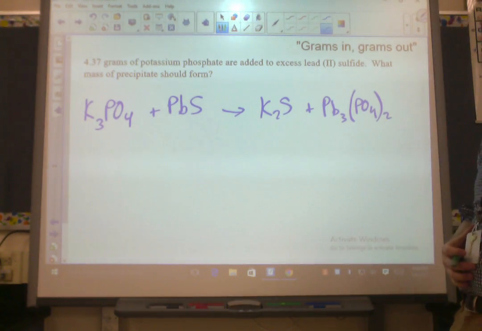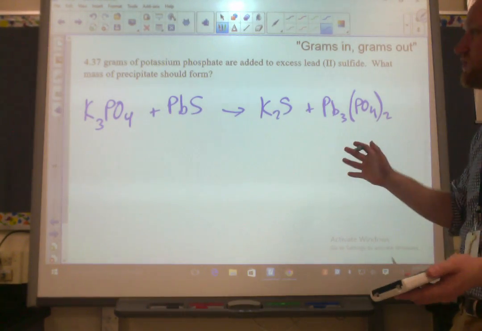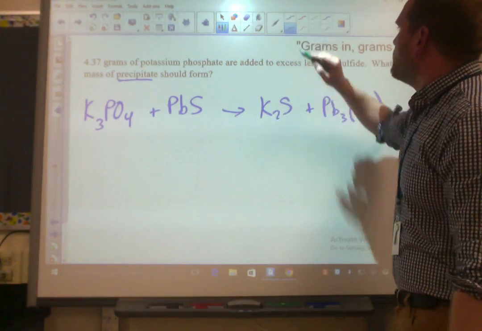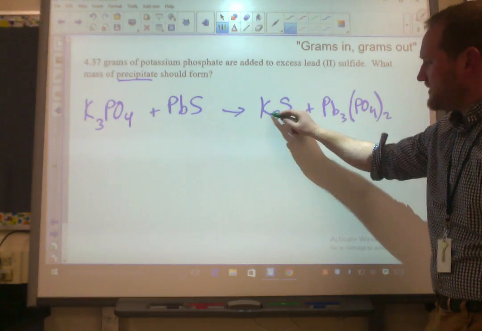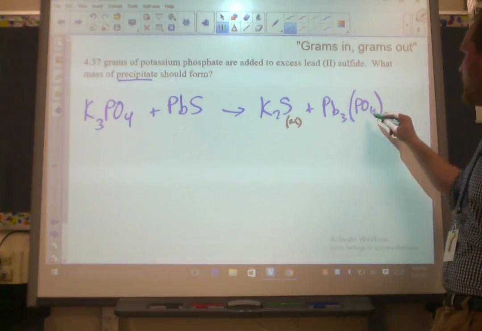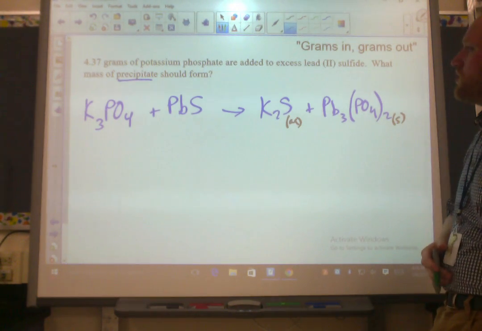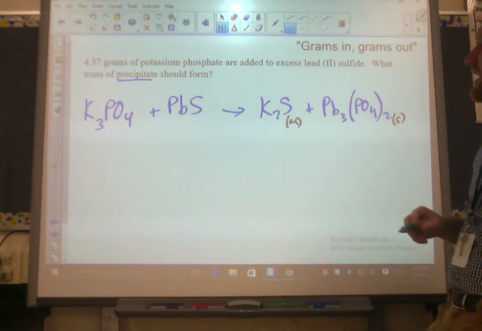Now, we have to look up our states, and the reason, besides just knowing if it goes through or not, is we need to know what the precipitate is, which is going to be the solid. So you look up your states. K2S, I happen to know that all potassiums are always aqueous, and lead-2 phosphate, that's definitely going to be the solid one. So the term precipitate is the solid that forms. That's going to be this one. So this is where my X is going to be.